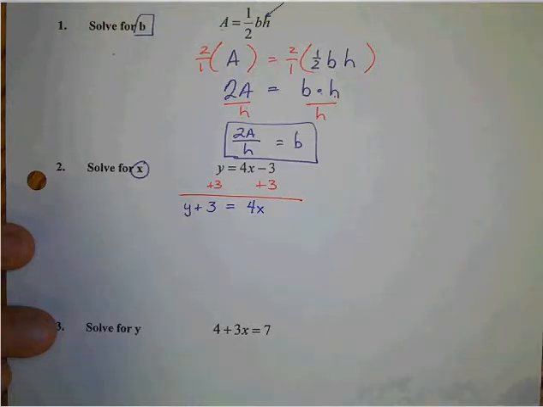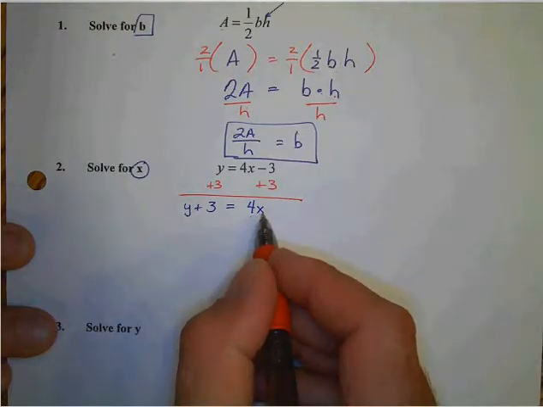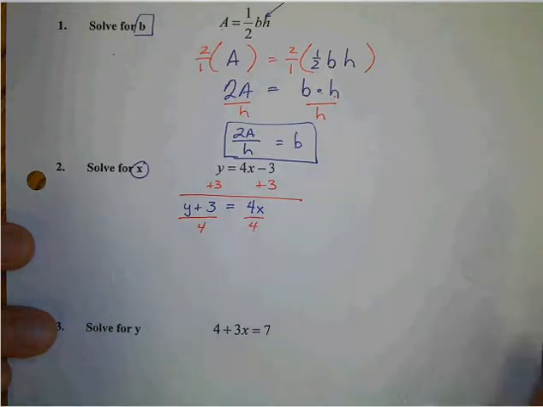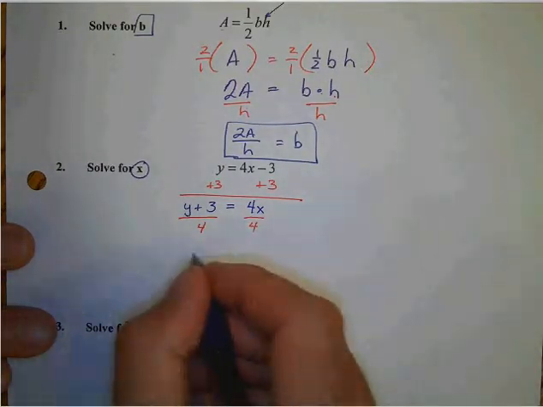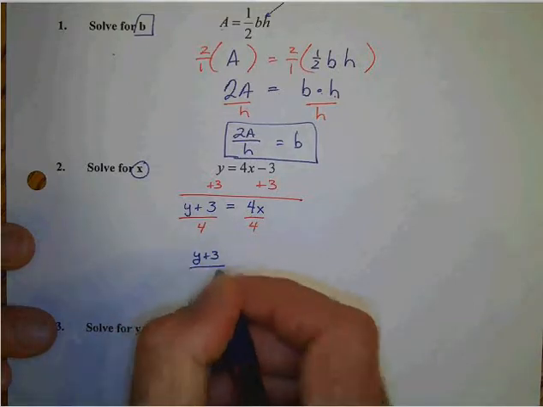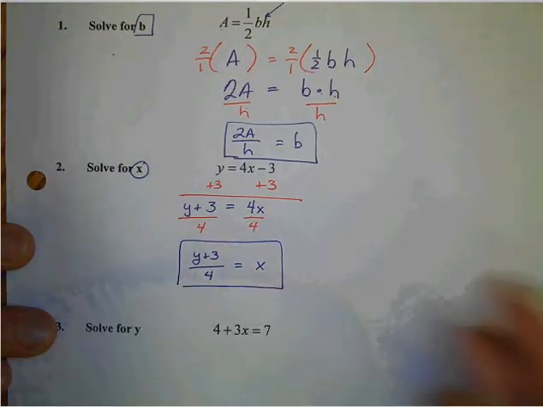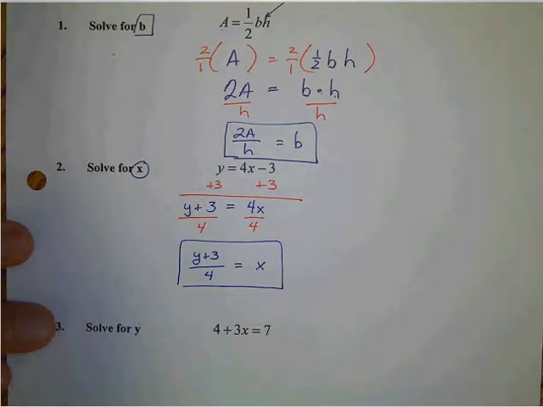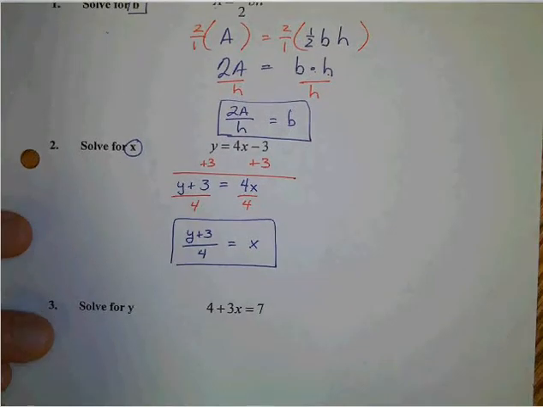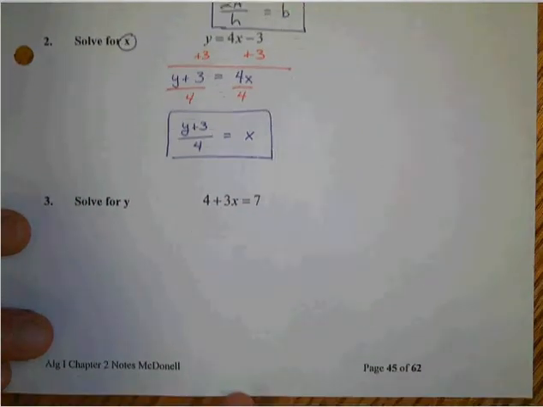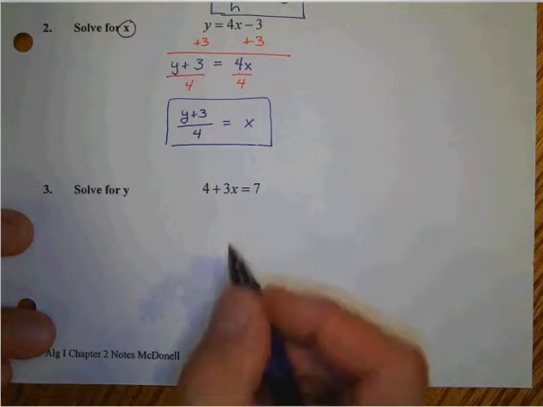Now, we need to get rid of the 4 that's multiplied by the x to get the x by itself. So we divide both sides by 4. This gives us an answer of y plus 3 over 4 equals x. In each of these cases, we've undone the problem by reversing the multiplication or addition or subtraction from the problem above.